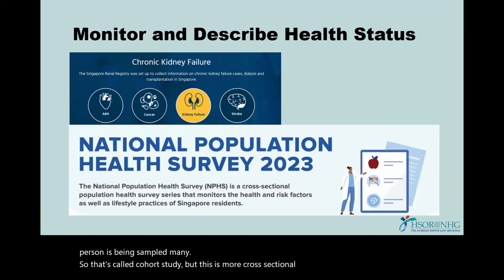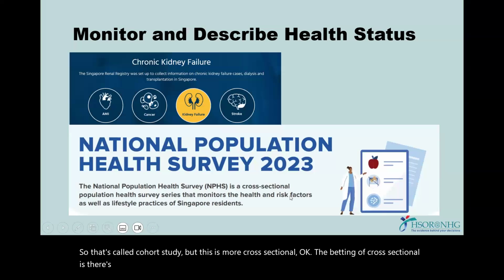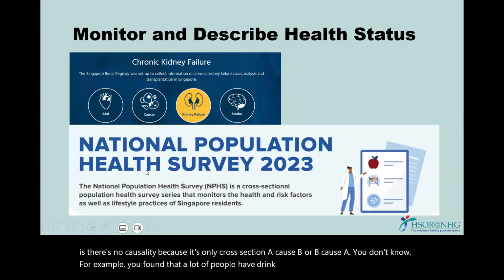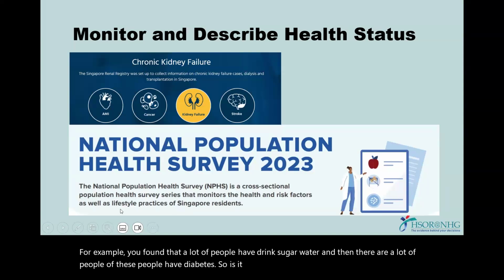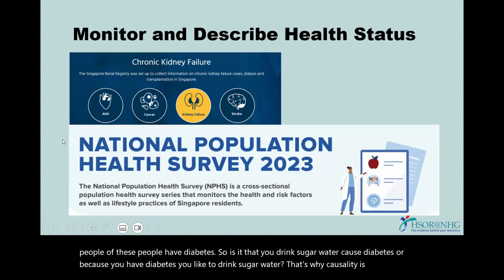Okay. The bad thing about cross-sectional is there's no causality because it's only a cross-section. Does A cause B or B cause A, you don't know. For example, you found that a lot of people drink sugar water, and a lot of these people have diabetes. So is it that drinking sugar water causes diabetes, or because you have diabetes you like to drink sugar water? That's why causality is not that easily determined.